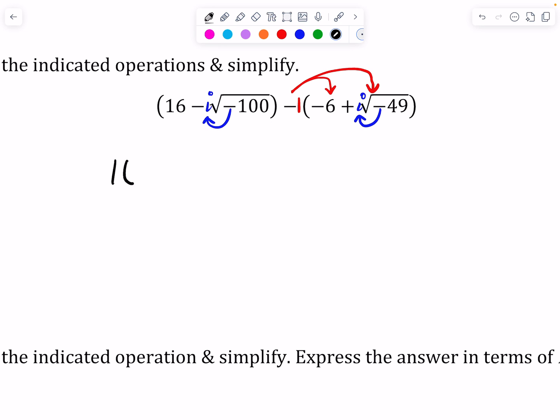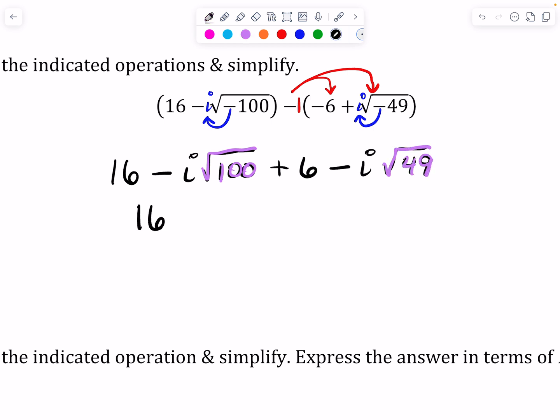So we've got 16 minus i square root of 100. Then we've got a negative times a negative, which gives us a positive 6. And then we've got a negative times a positive, which gives us a negative i square root of 49. We know the square root of 100 is 10, and the square root of 49 is 7. So we're going to write this as 16 minus 10i plus 6 minus 7i.